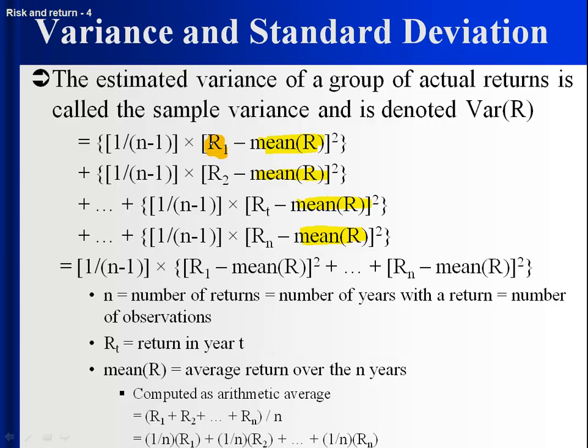You've got the first return minus the average, that's the deviation. The second return minus the average. Third return minus the average. Fourth return minus the average. So subtracting out the mean is the deviation.